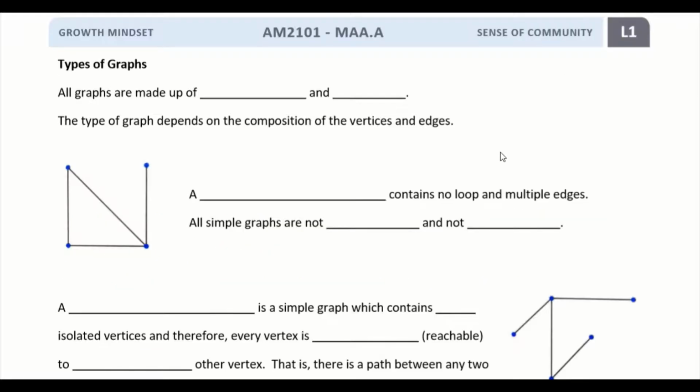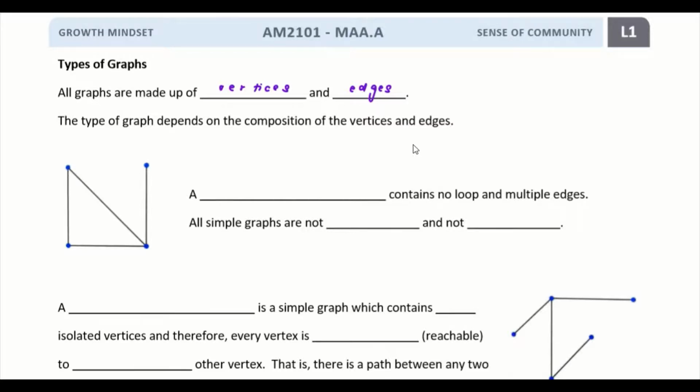All right, in this part, we are going to talk about different types of graph. There will be a lot of new vocabulary as well, so just take your time to understand every one of it. Okay, so all graphs are made up of vertices and edges, which is what we have discussed just now. So how do we categorize graphs into different types? It is based on the composition of the vertices and edges. By looking at the arrangement of the vertices and edges, we will be able to identify which type it is.